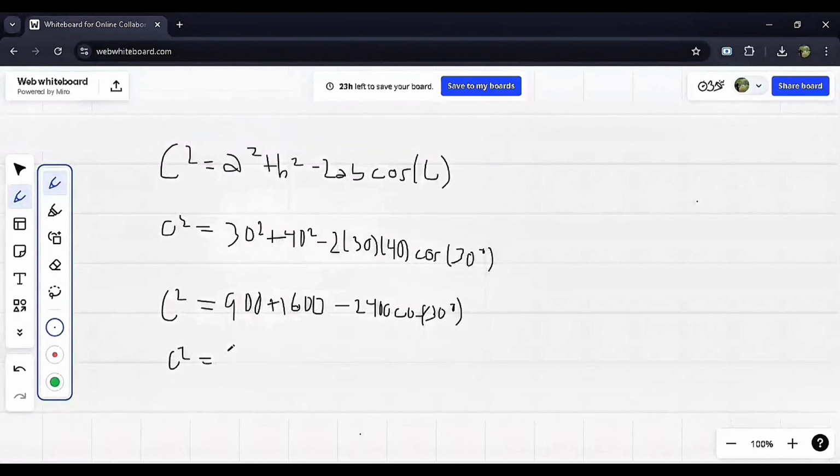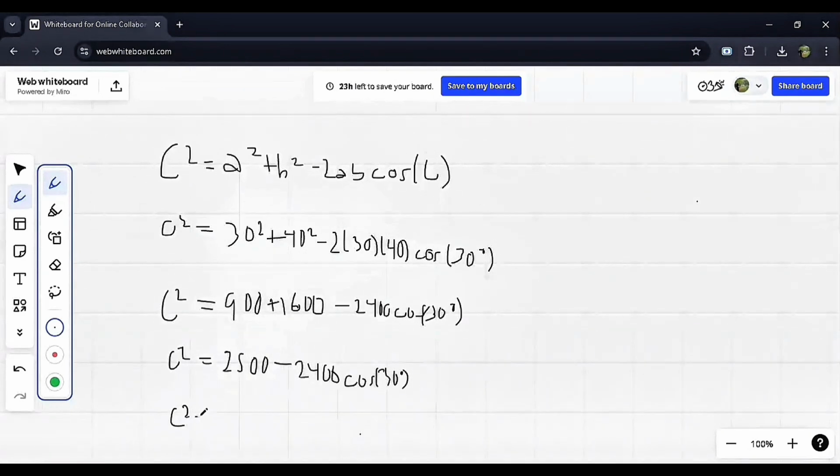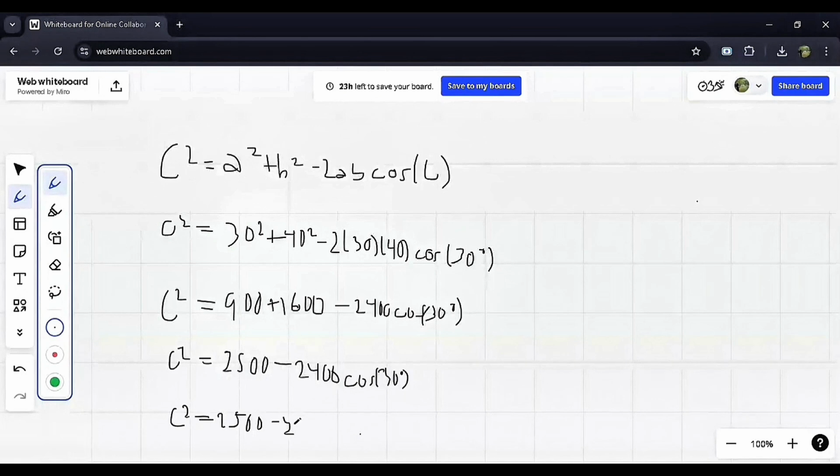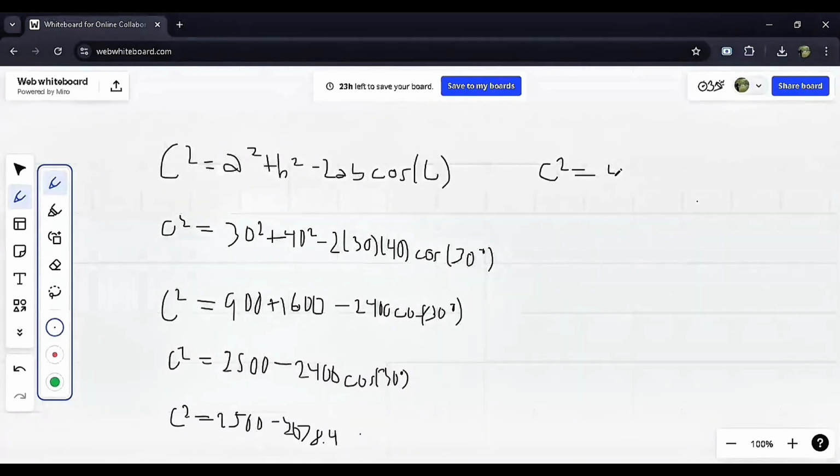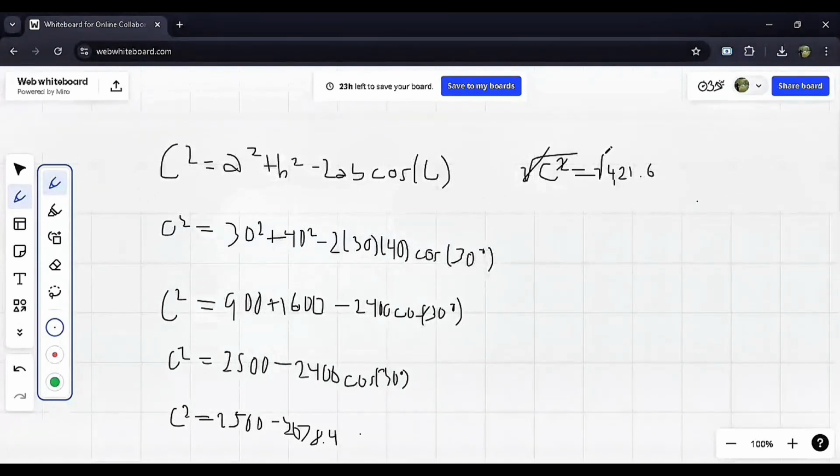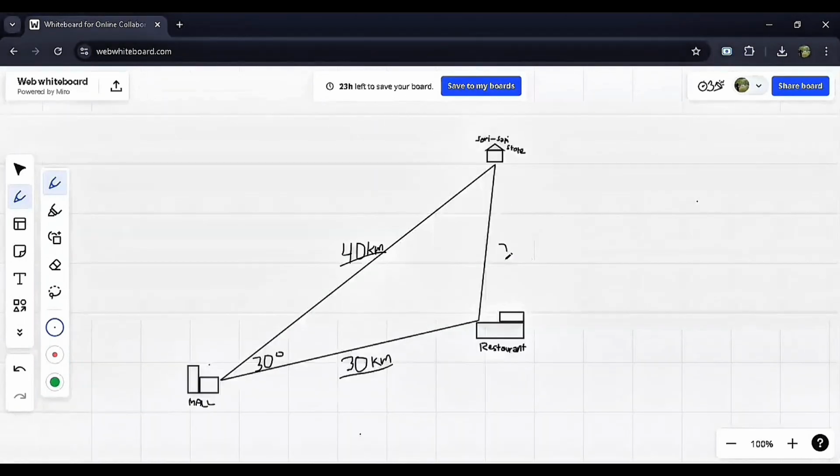Then we will add 900 and 1600, which will give us 2500. Then we multiply negative 2400 to the value of cosine 30 degrees, which is 0.866, which will give us negative 2078.4. Then we subtract that from 2500, and we will get 421.6. But we are not done yet. Lastly, we need to take the square root of 421.6 to get our final answer, which is 20.54 kilometers. Which means the distance between the restaurant and the sari-sari store is approximately 20.54 kilometers.